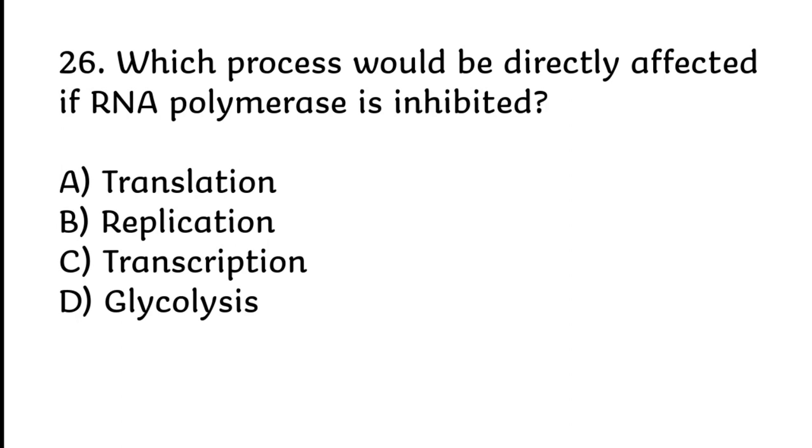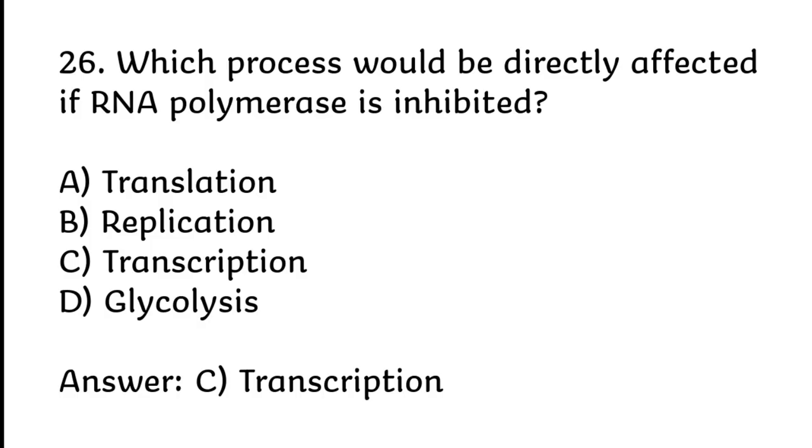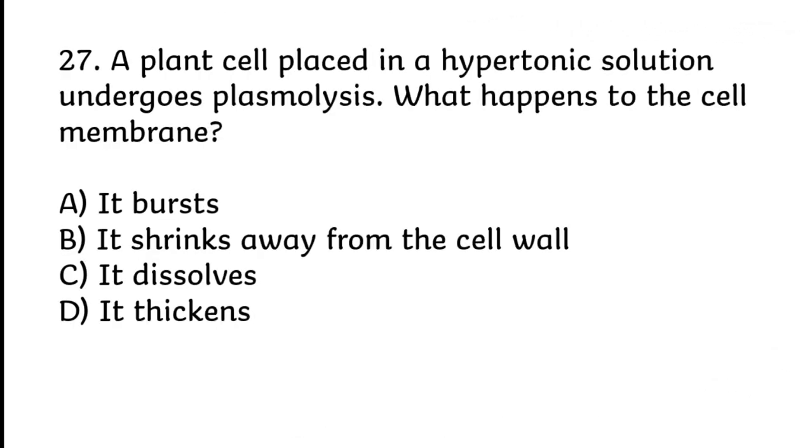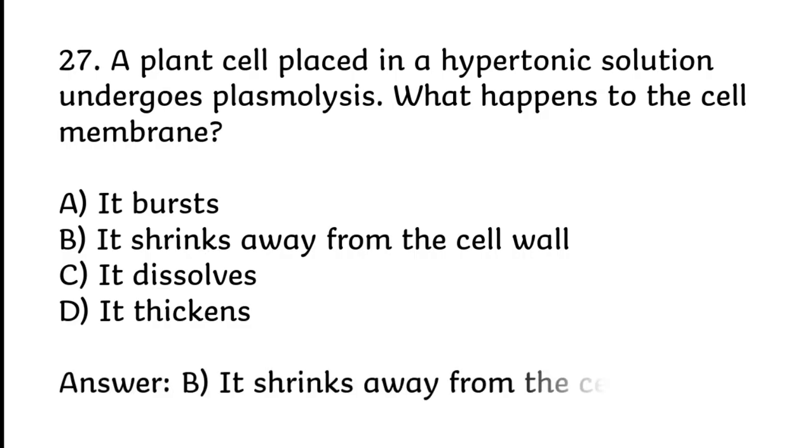Which process would be directly affected if RNA polymerase is inhibited? Correct answer is transcription. A plant cell placed in a hypertonic solution undergoes plasmolysis. What happens to the cell membrane? Correct answer is it shrinks away from the cell wall.